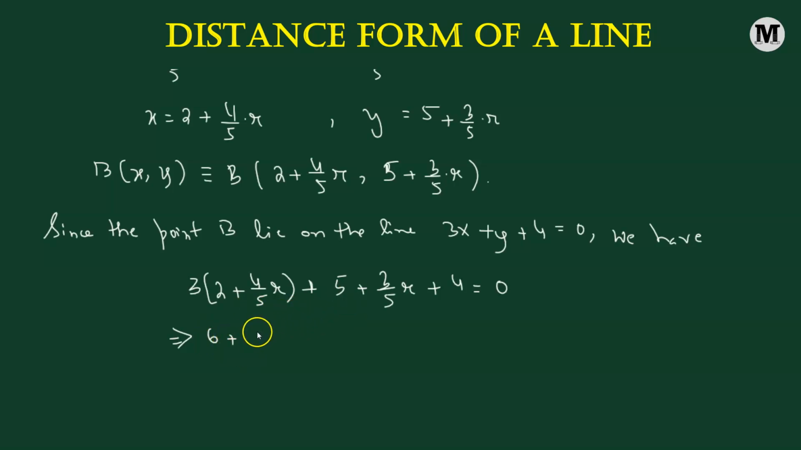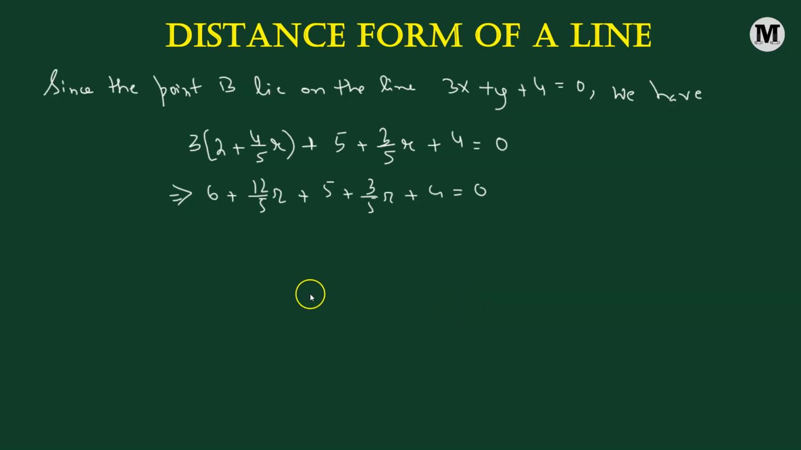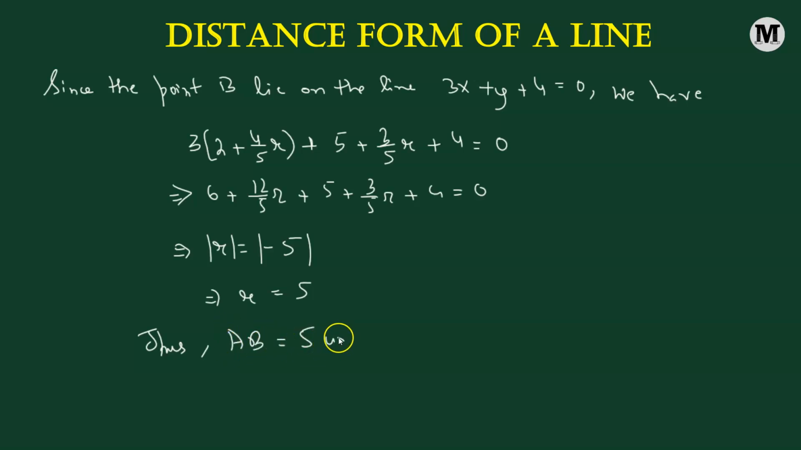We have 6 added to 12 over 5 times R, added to 5 plus 3 over 5 times R, plus 4 equals 0. Solving for R, we get R equals -5. But we know that distance is positive, so we consider the magnitude only, which gives us an R value of 5 units. Thus the distance AB, which was R, comes out to be 5 units, and this is the final value.